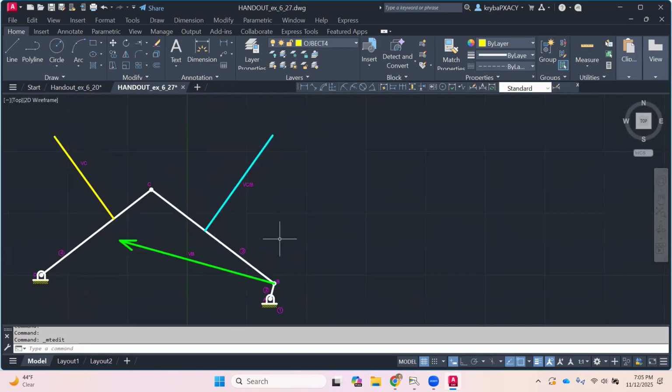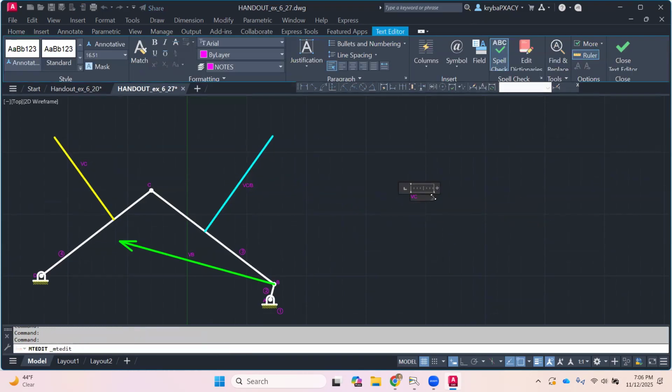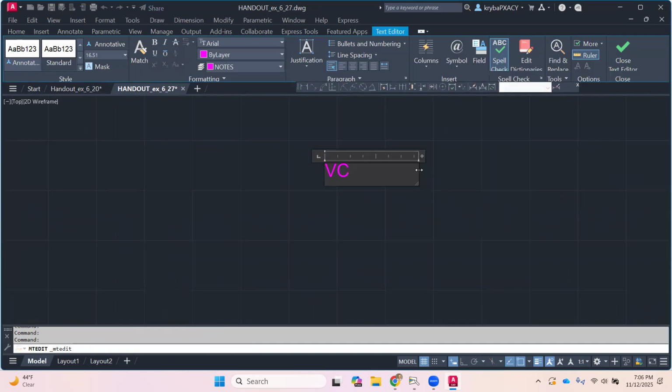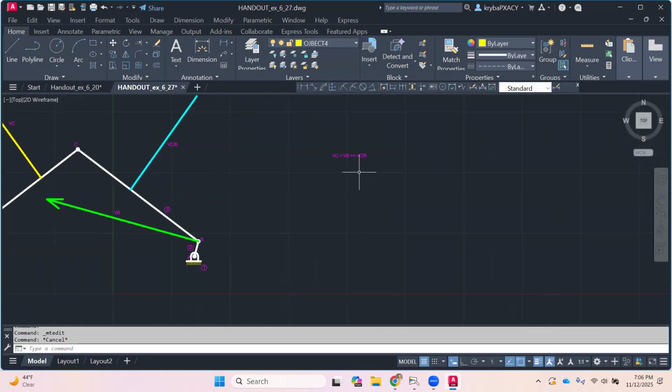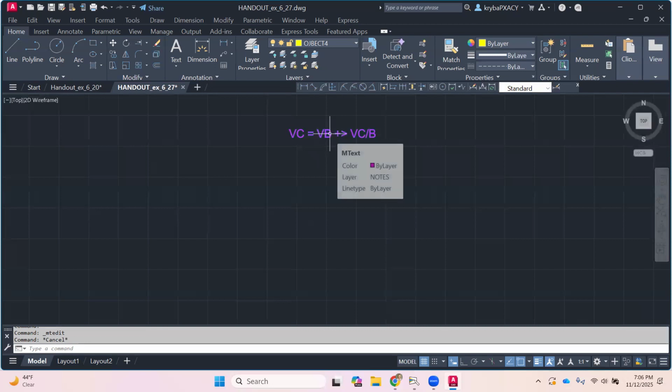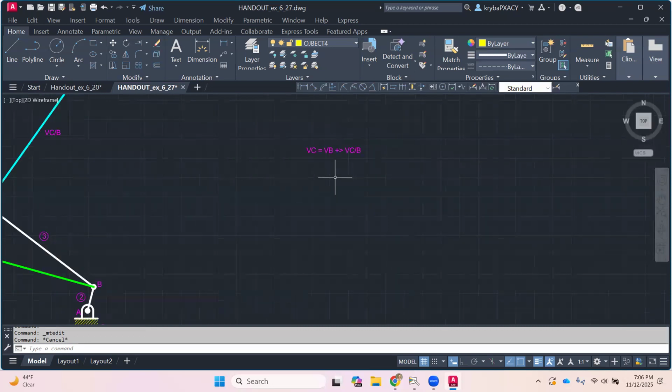Any questions at all? Okay. Now I'm ready to do my vector diagram. So I am going to go over to the right here, and I'm going to make this longer. This is going to be VC is equal to VB plus vectorially VC relative to B. Okay. So on this equation, I know everything about VB. So I'm going to start with VB.